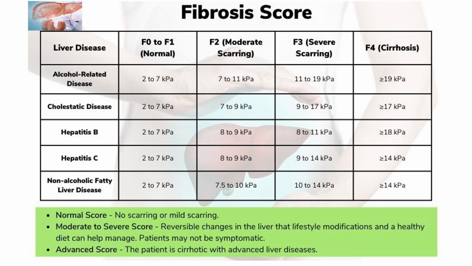Moderate to severe score means the reversible changes in the liver and that lifestyle modifications and a healthy diet can help manage it, and patients may not be symptomatic. An advanced score, the patient is cirrhotic and is having advanced liver disease.